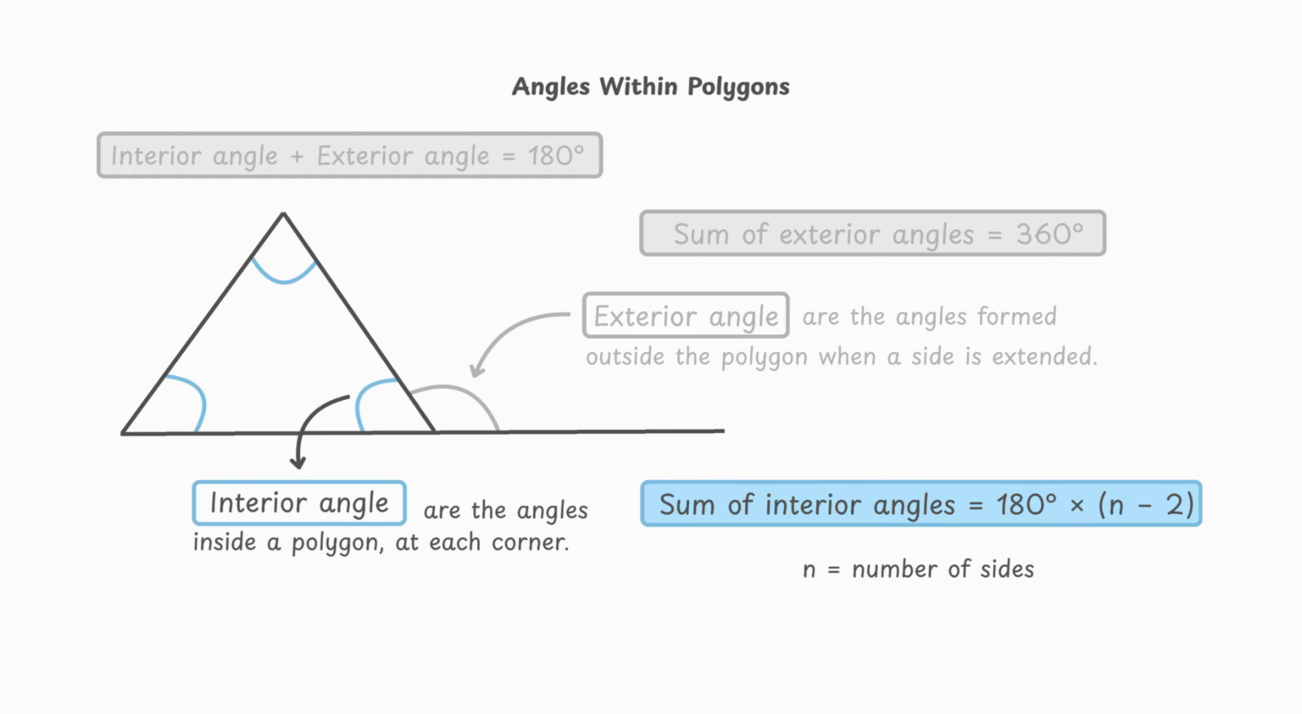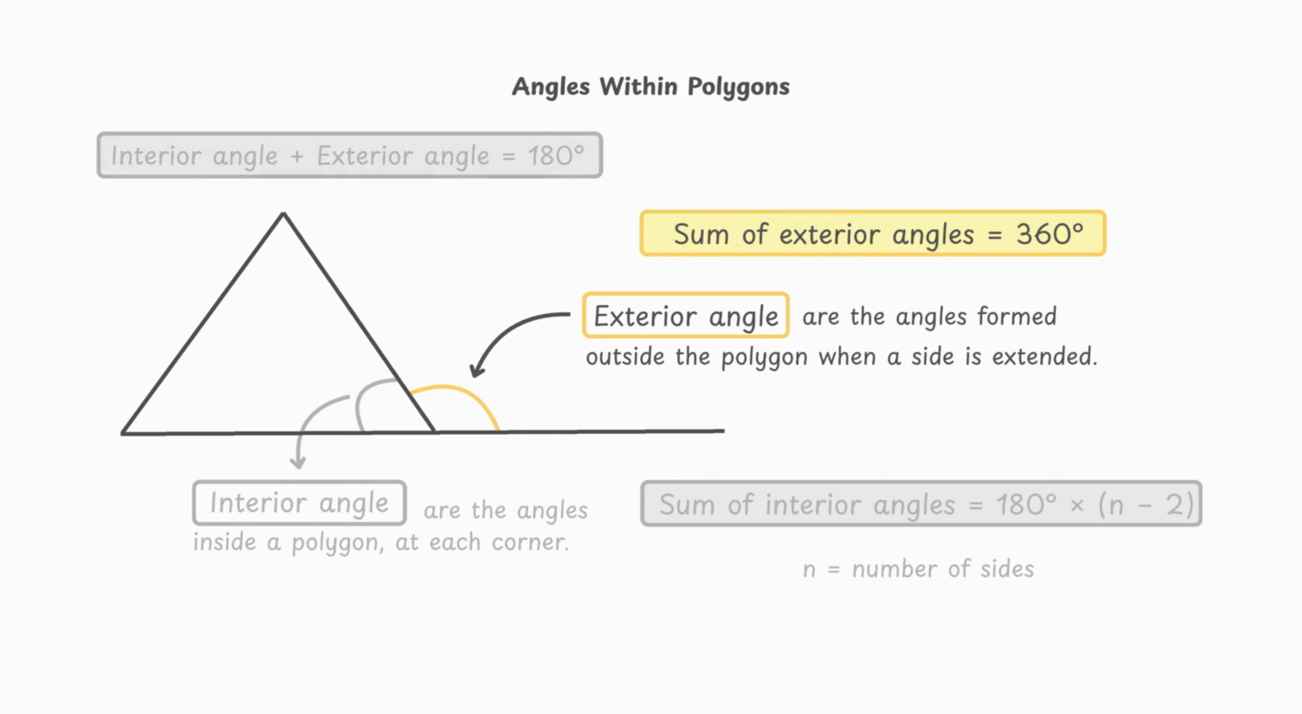Now take a moment to connect these ideas. Interior angles are inside the shape. Exterior angles are outside the shape. They form a straight line, so they add up to 180 degrees. And when you go all the way around, the exterior angles always add up to 360 degrees. Understanding these relationships is very important because we will use them to solve problems involving polygons.